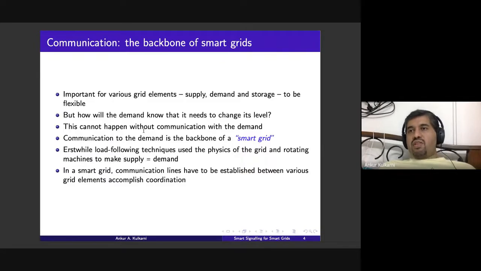So to substitute for all this, what we need is a digital infrastructure, which can be achieved through communication. So this is basically the smart grid vision. We use all these renewable sources of energy, but because they lack some of the physical and mechanical properties that earlier components had, and the grids need, you substitute for that with communication. So without communication, there is no smart grid. Okay, so communication lines have to be established between grid elements to achieve coordination.